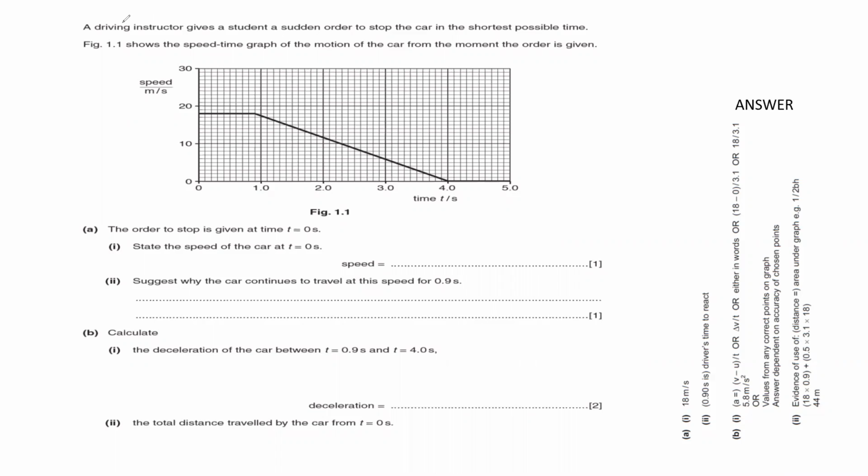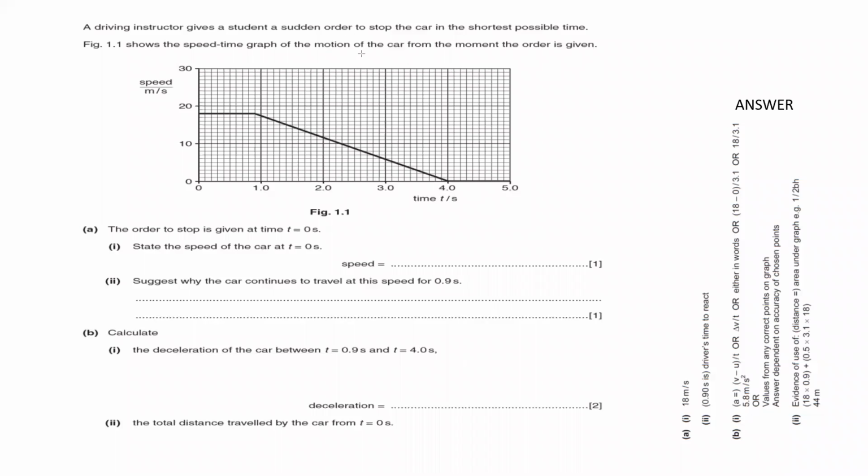In the first question, a driving instructor gives a student a sudden order to stop the car in the shortest time possible. So there's a driving instructor and he told the student to stop the car in the shortest time possible. Figure 1.1 shows the speed time graph of motion of the car from the moment the order is given. So this is a graph which is showing the speed time graph when the order is given.